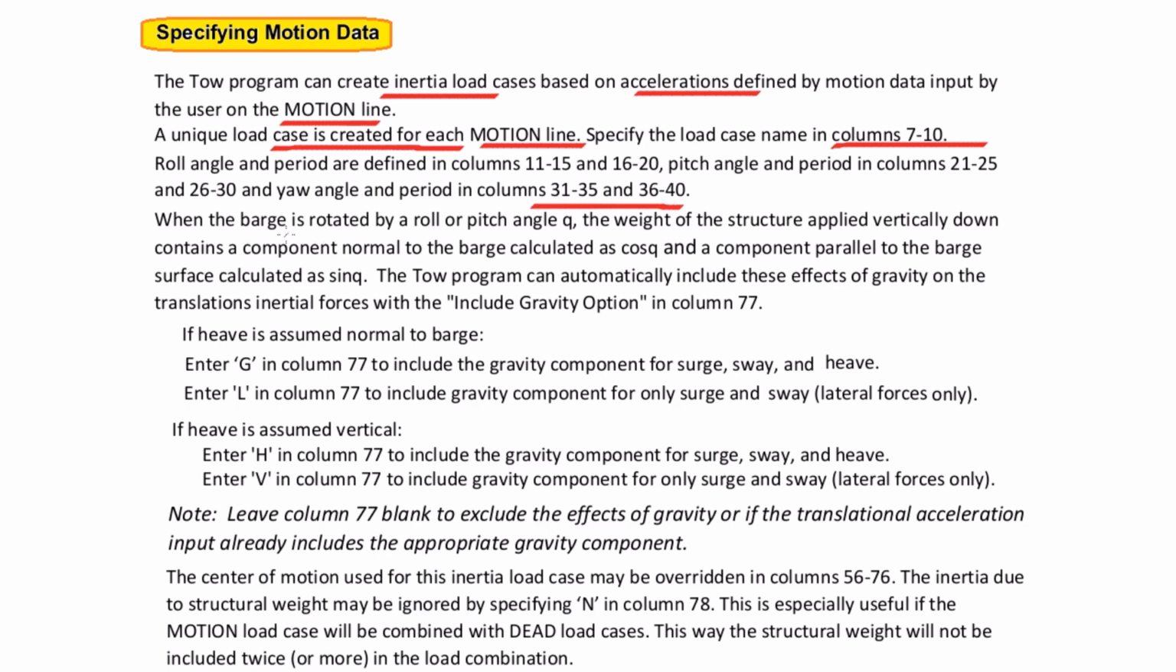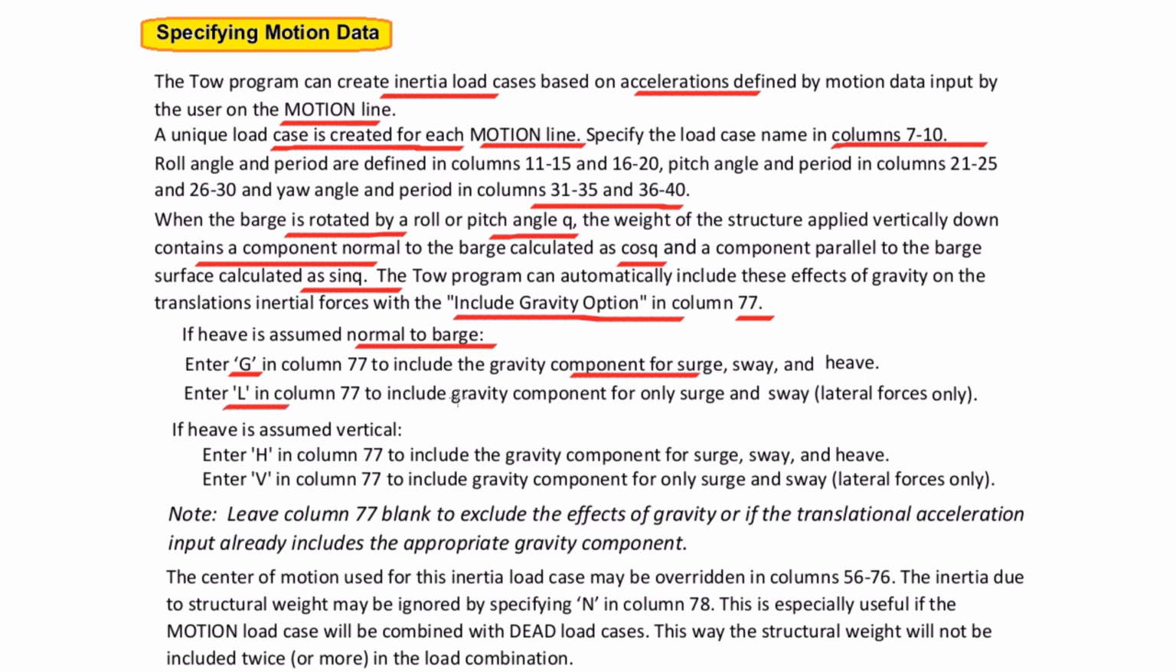When the barge is rotated by a roll or pitch angle Q, the weight of the structure applied vertically down contains a component normal to the barge, calculated as cos Q, and a component parallel to the barge surface, calculated as sin Q. The tau program can automatically include these effects of gravity on the translational inertia forces with the include gravity option in column 77. If heave is assumed normal to the barge, enter G in column 77 to include the gravity component of surge, and so on.